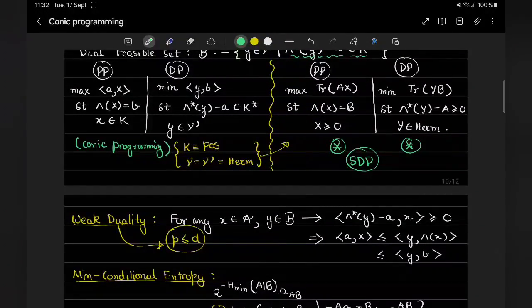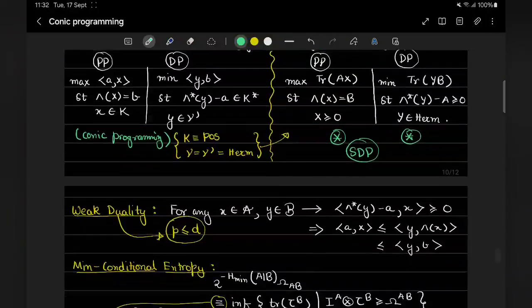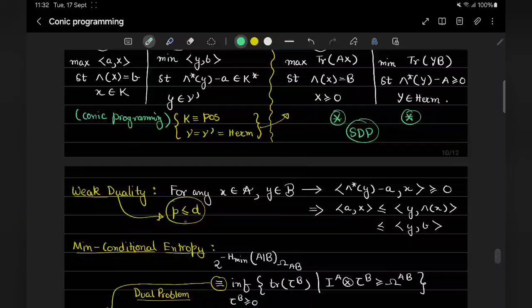The primal problem and the dual problem that I have talked about here are kind of such that the minimization and maximization have been interchanged compared to what I was discussing before. The weak duality in this case is that the optimal primal value is always less than or equal to the value of the dual problem.